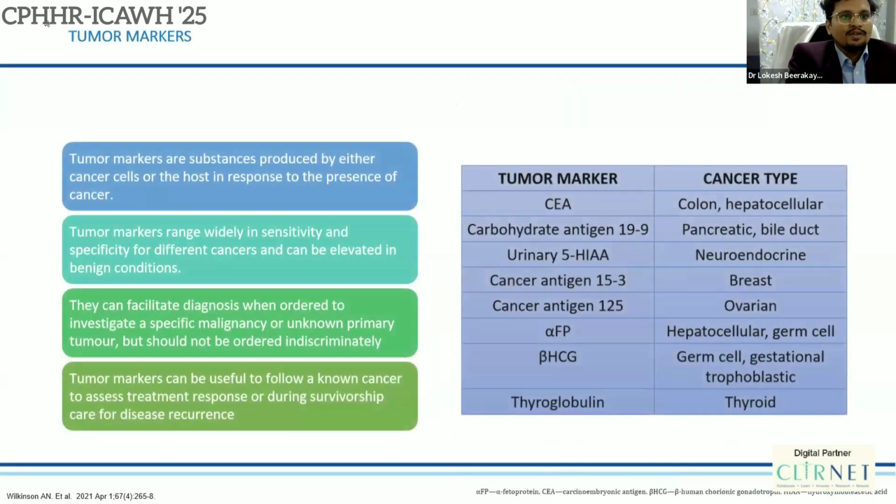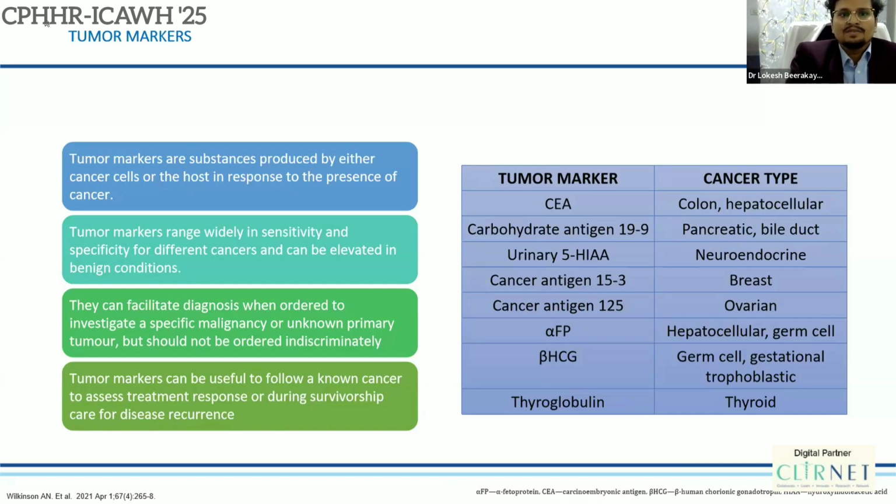As we all know, there are various tumor markers, which are substances produced by either the cancer cell or the host in response to the presence of cancer. Tumor markers range very widely in sensitivity and specificity for different cancers, and we need to look for false positives also. They can be elevated even in benign conditions. They definitely facilitate diagnosis in order to investigate a specific malignancy or unknown primary tumor, but should not be ordered indiscriminately because we have to look at the cost burden and cost effectiveness, especially in the Indian subset of patients. Tumor markers can also be useful to follow a known cancer to assess the treatment response or during survivorship care for disease recurrence.